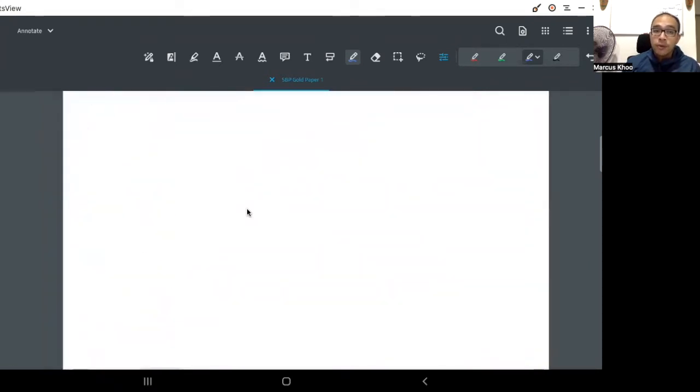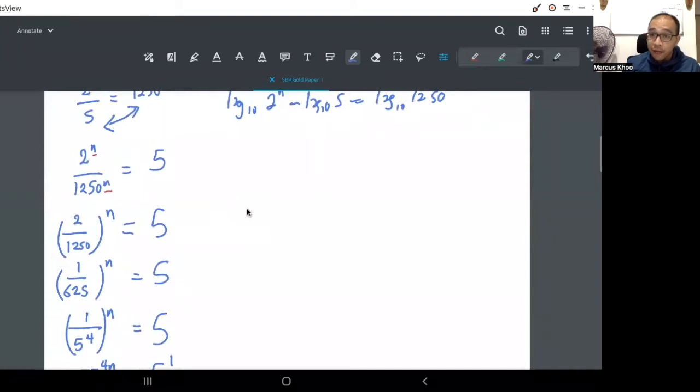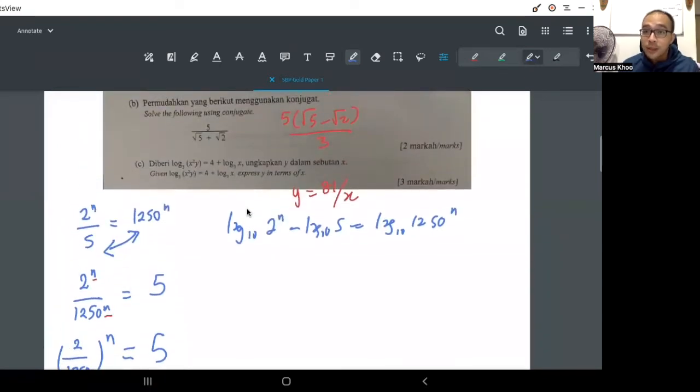Okay, but I prefer the method on the left because I know that 2 divided by 125 is 625. 1 over 625 is definitely something to do with 5 to the power of something. So that is how I will do this. But if you're not sure, always go to the log method. I don't think using the log method is wrong.